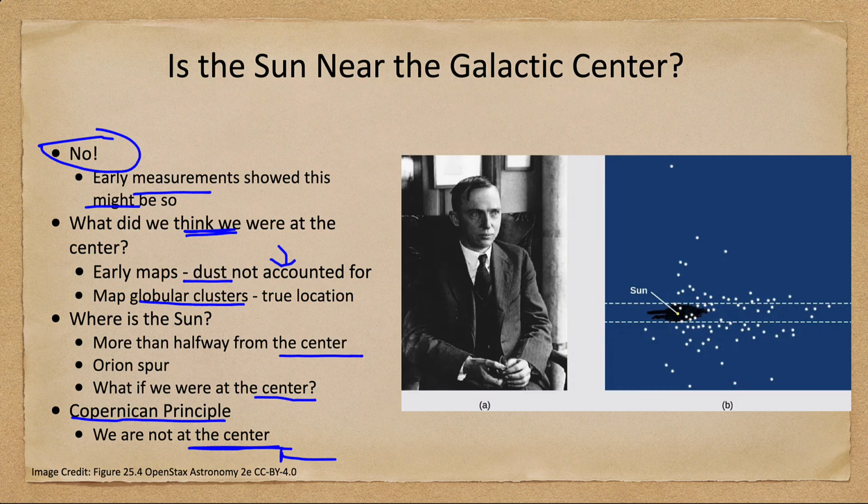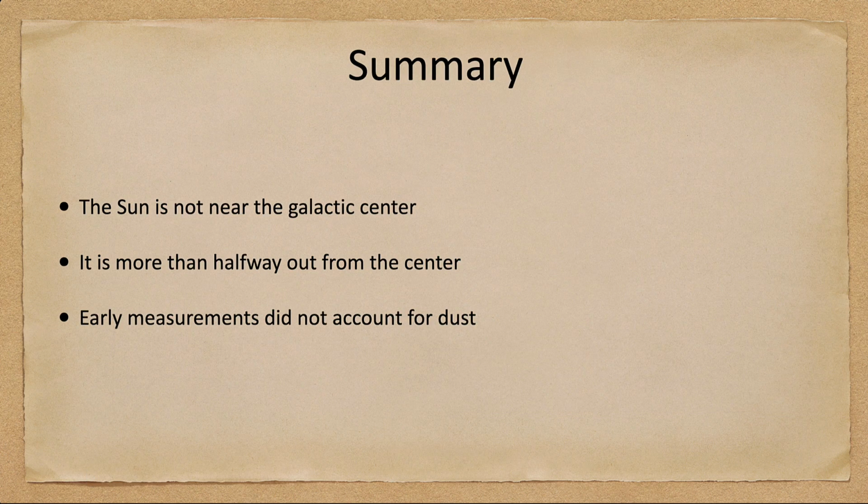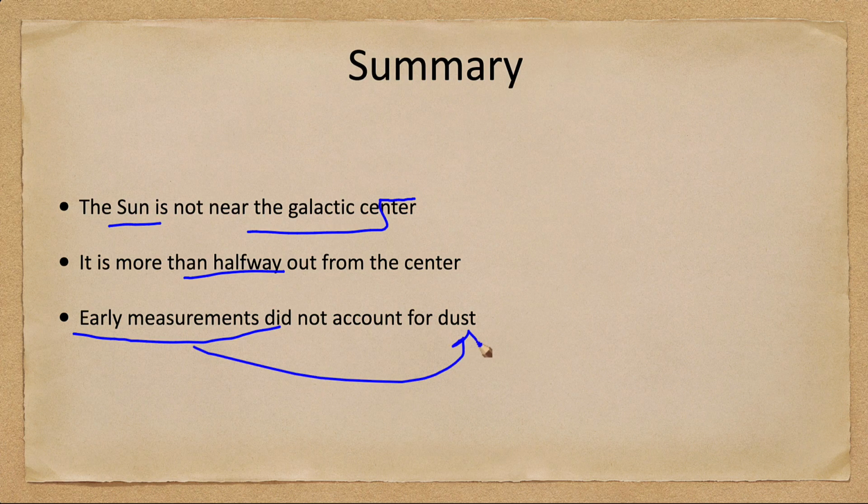So let's go ahead and finish up here with our summary. What we've looked at today is that the sun is most definitely not at the galactic center. In fact, it's more than halfway out. The problem was that early measurements did not account for dust, which absorbs the light, keeping us from seeing distant stars.